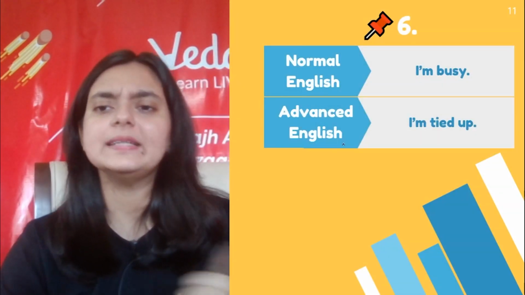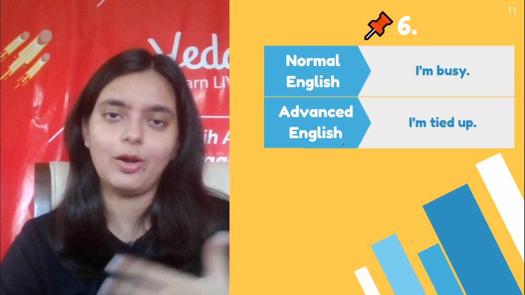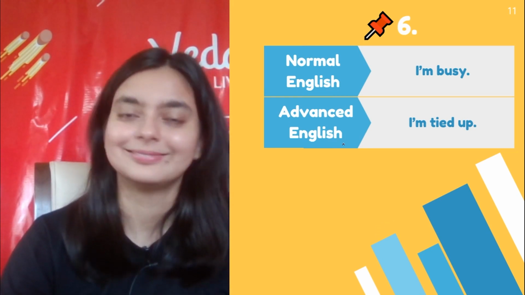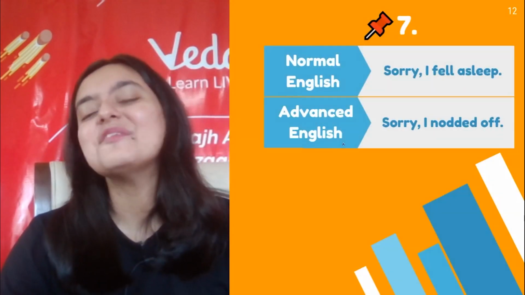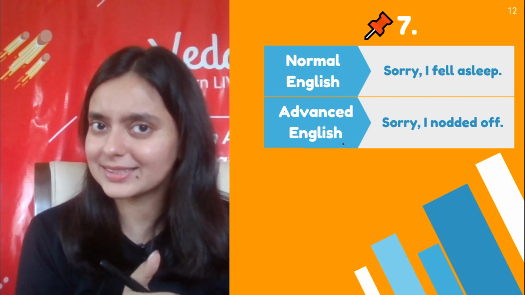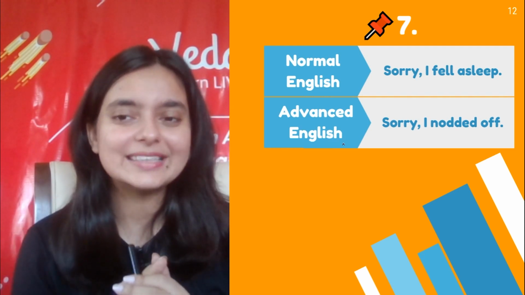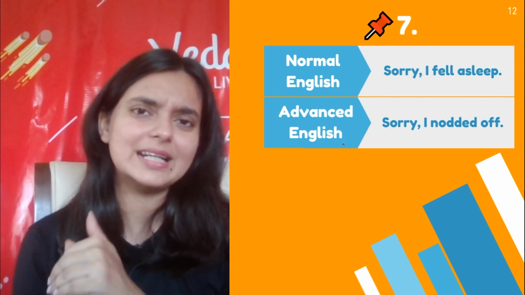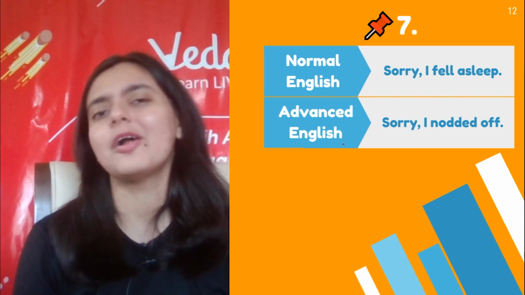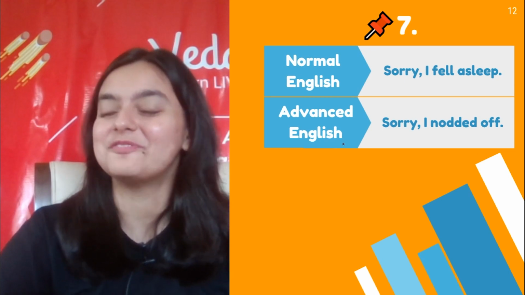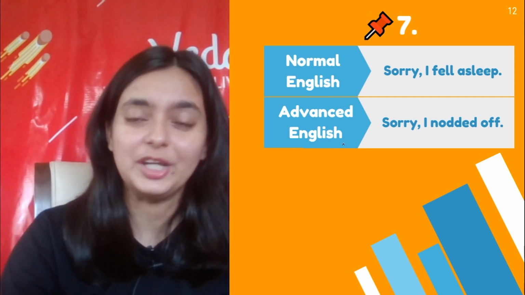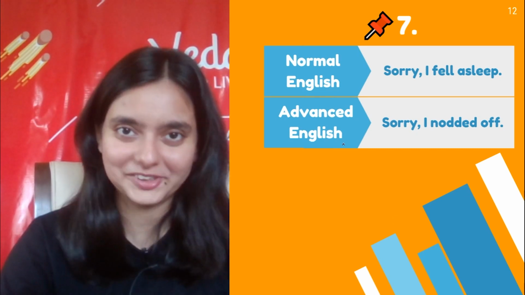Sixth one is I'm busy. This you say a lot of time, right? So instead of saying I'm busy, I'm tied up. Interesting. Seventh, sorry, I fell asleep. WhatsApp messages, you do, right? Instead of writing to your friend, sorry, I fell asleep, I could not respond to your chat, you can just say, sorry, I nodded off. Sounds very, very interesting. Try it, guys. It will work. You will create a different kind of impression.